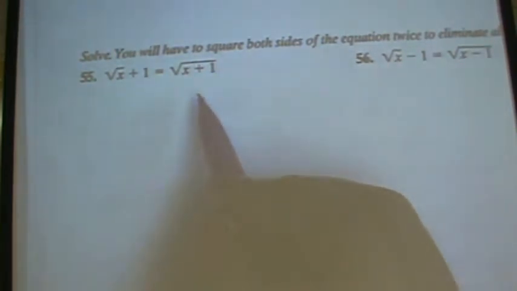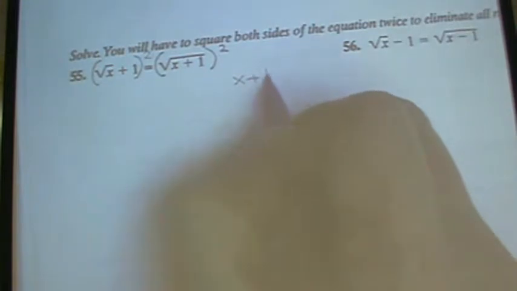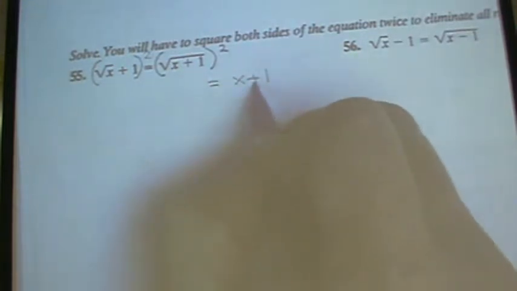These last three problems are going to involve squaring both sides twice. So the reason why is because you're not going to be able to get rid of the radical by squaring it just once. So looking at this problem, if you square both sides here, the right side is not a problem. You get x plus 1. It's just x plus 1.